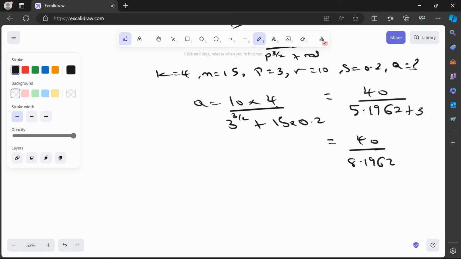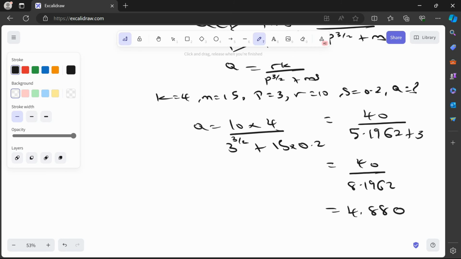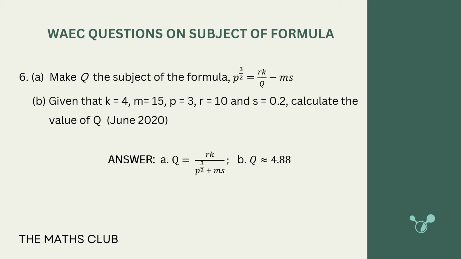So this gave me 4.880. I mean, these are approximate values because 3 raised to the power 3 over 2 was 5.1962 something. I had to just cut it short. So by the time we substitute all these values, our value for q is approximately 4.880. Let me put it like that. Let's see if our answer is correct. Great. So you can see q is equal to rk all over p raised to the power 3 over 2 plus ms, and our q is approximately 4.88.